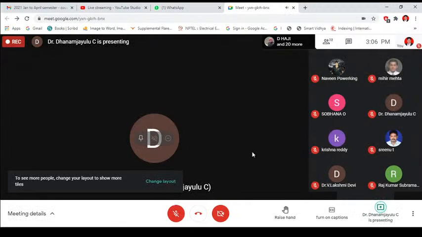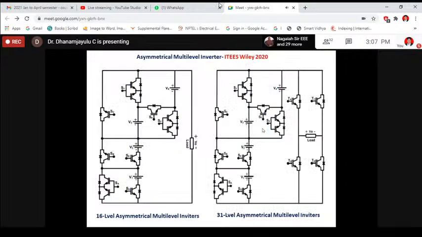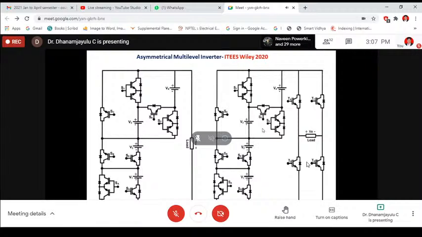mode, we are able to generate 25 levels. So this is another one. This has been published in the Wiley Journal.